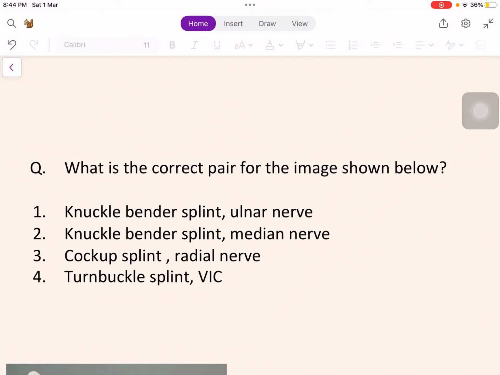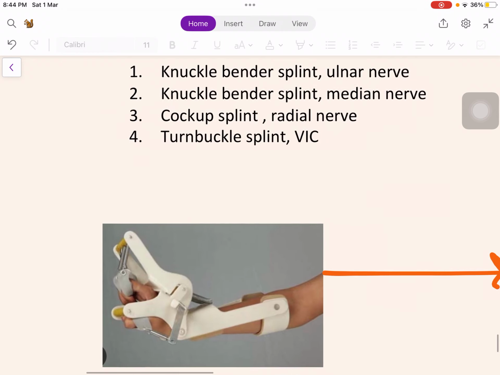Hello guys, so the question for today from Orthopaedics is, what is the correct pair for the image shown below? This is the image.